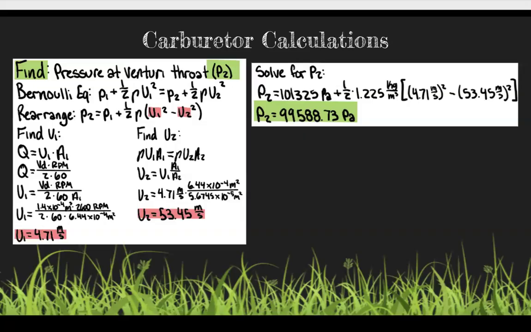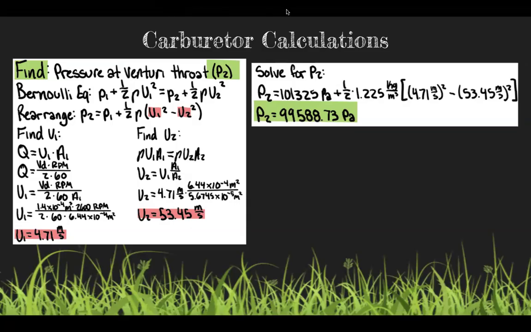To solve for the speed from the choke to the throat, we can use the volumetric flow rate derived from the engine's volumetric displacement, RPM, and the cross-sectional choke area that we approximated as a rectangle. Using the conservation of mass, we can solve for the velocity at the throat using the initial velocity we just solved for and known choke and throat areas. Plugging these values into a rearranged Bernoulli equation, we get a pressure of 99.6 kilopascals. This pressure and speed at the throat match the expectation that as throat flow increases, the pressure should decrease.